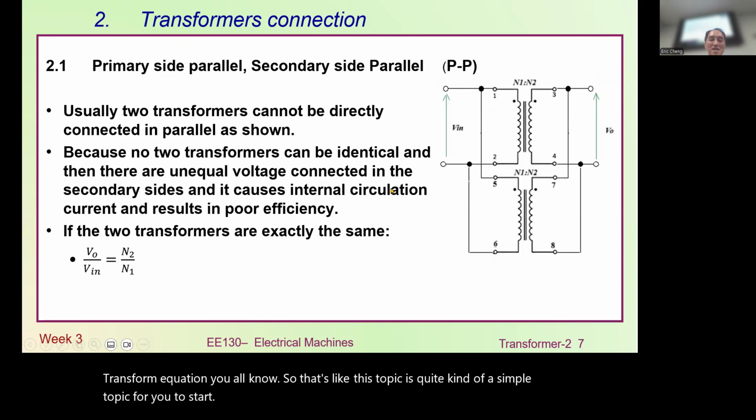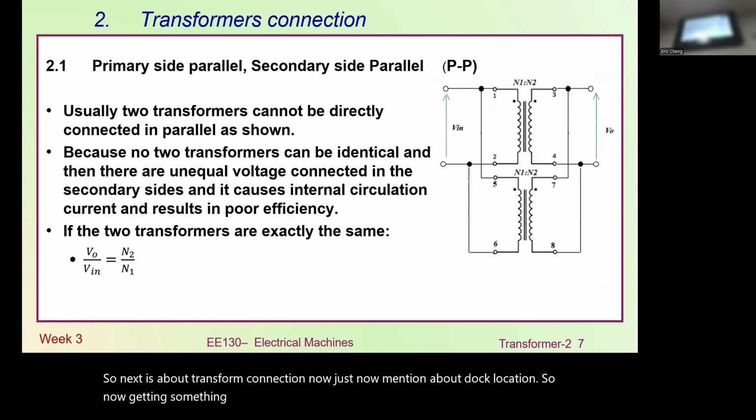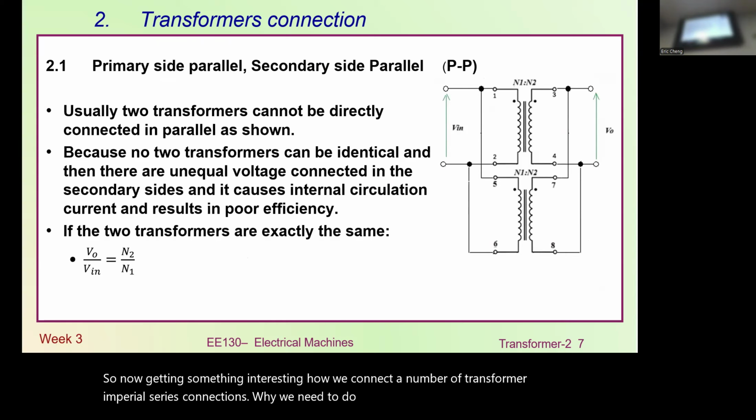So next is about transformer connection. Just now we mentioned dot location. So now it's getting interesting. How do we connect a number of transformers in parallel or series connections? Why do we need to do that? Because sometimes we would like to connect various components in the transformer system to vary the power level.